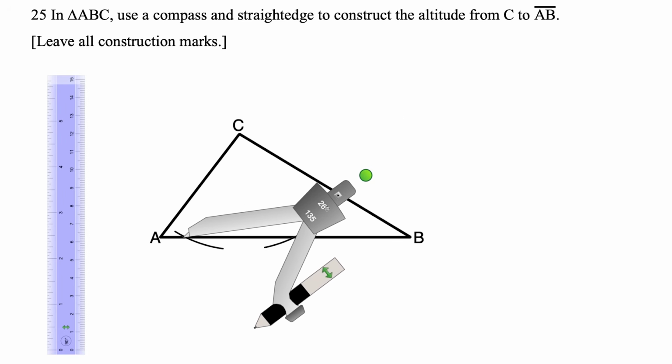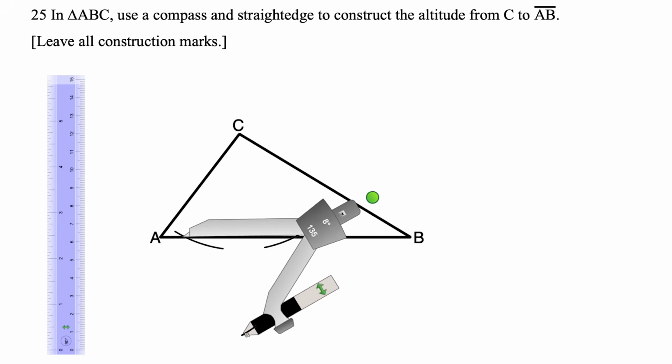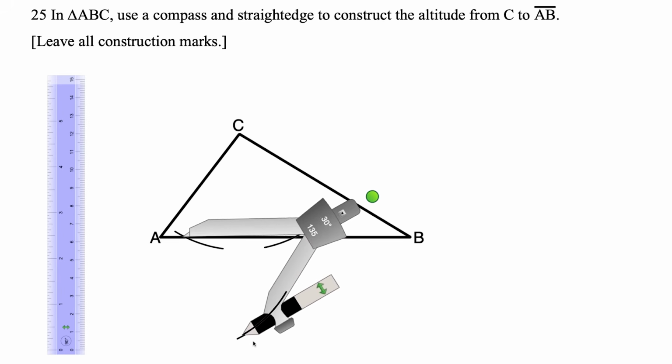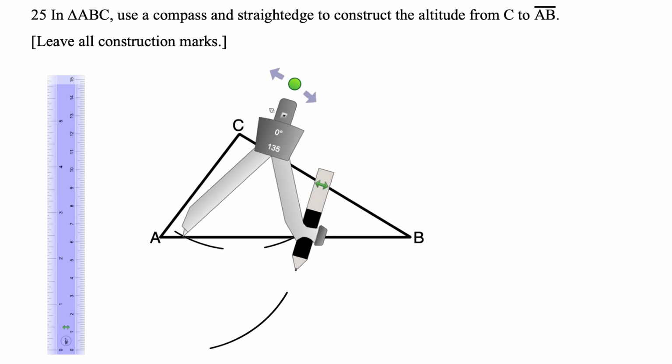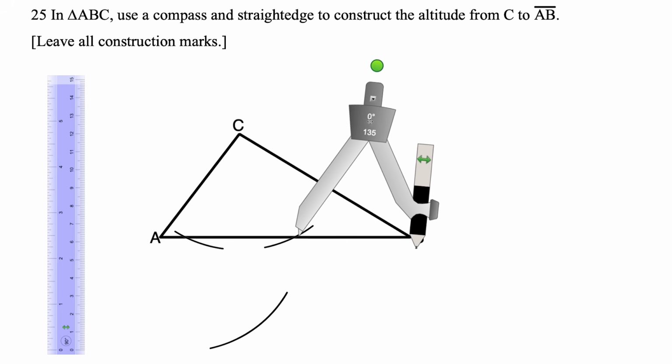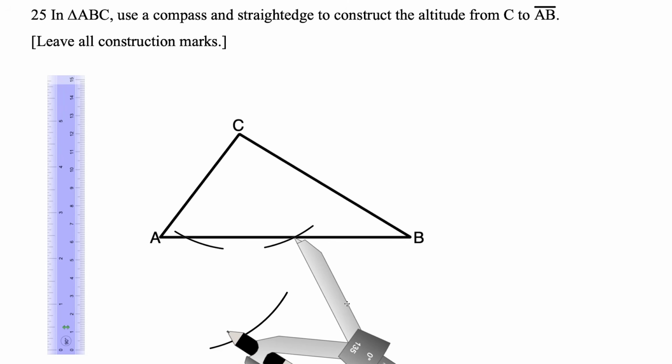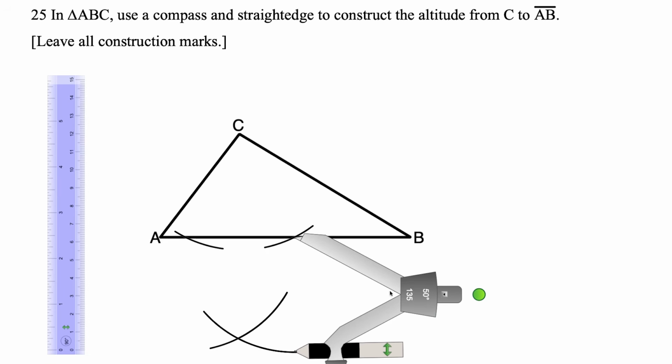Now we move the compass to this point of intersection, and we swing an arc like this. We can imagine when the altitude comes down, it's going to go here. So I need to extend this far enough so that I have an intersection point when I construct the next arc. We move the compass to the second intersection point and swing an arc in this direction, and there's our intersection point.